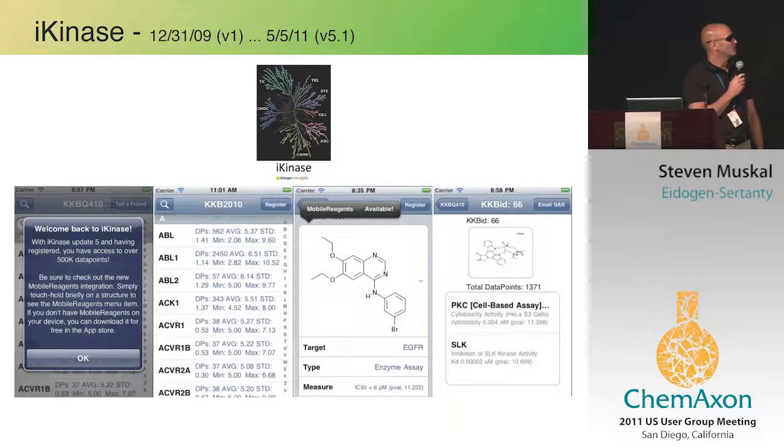iKinase was the first app we put out there, actually in December of 2009. It was the first chemistry-based app out there a long time ago now. I think when we first released it, in about 2-3 weeks of availability we had 2,000 or 3,000 downloads. It was amazing that many people actually worked in kinases, and had iPhones over Christmas and New Year's. We started charging for it, and then, of course, it tailed off right away.